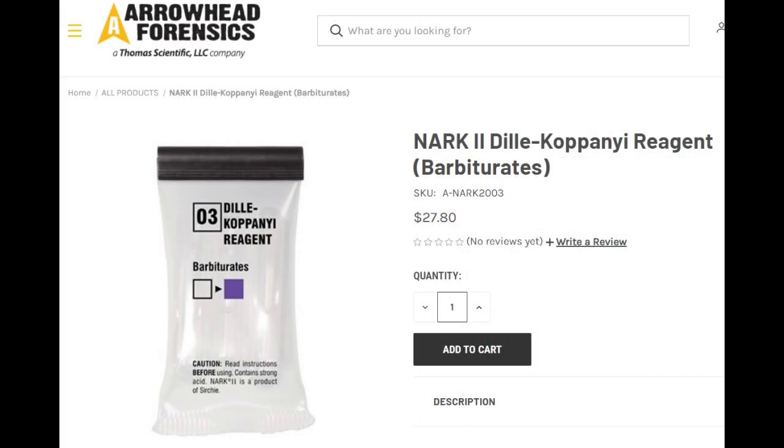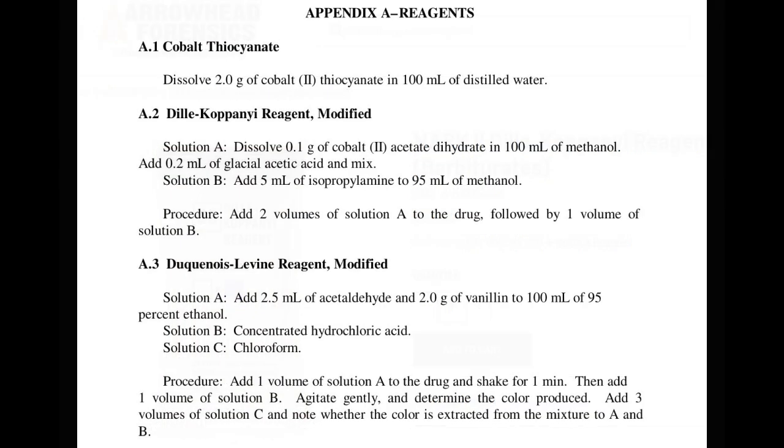And that brings us to the second one, which, as I said before, since I cannot pronounce these names, we are going to call this DK reagent. It's used to test for barbiturates. The reagent consists of two solutions. The first is made by dissolving 100 milligrams of cobalt acetate dihydrate in 100 milliliters of methanol. Then you're supposed to add 0.2 milliliters of glacial acetic acid and mix it up.